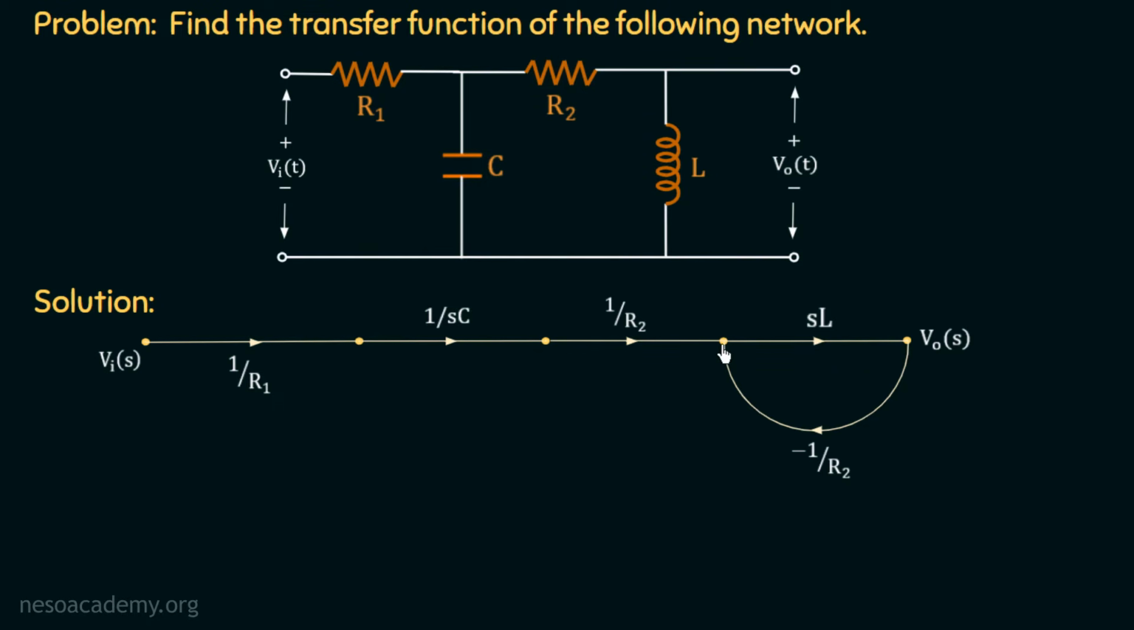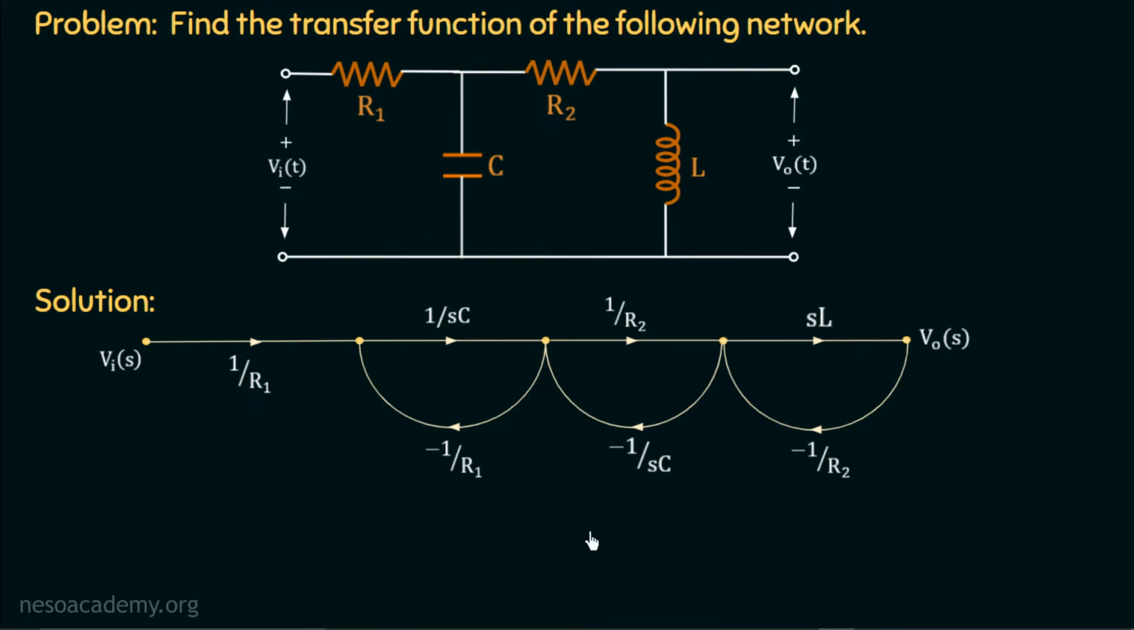Similarly, if we join these two nodes, now we have to consider the impedance of this element, which is equal to 1/SC. So the branch gain of this feedback will be -1/SC. In the same way, if we connect these two nodes with a negative feedback, now we have to consider the admittance of this resistor. So we will have a negative feedback of gain -1/R1 between these two nodes. And this is the complete signal flow graph of this electrical network. And we have drawn this by the use of shortcut method.